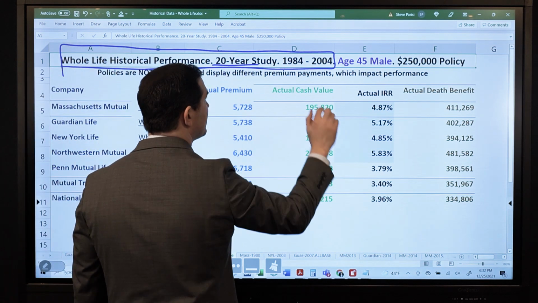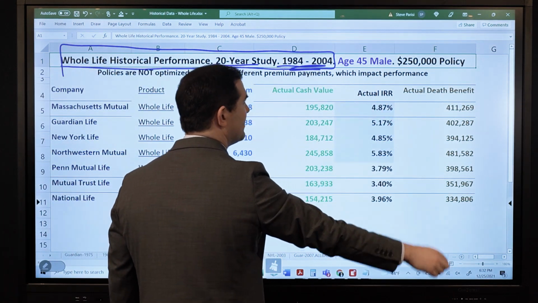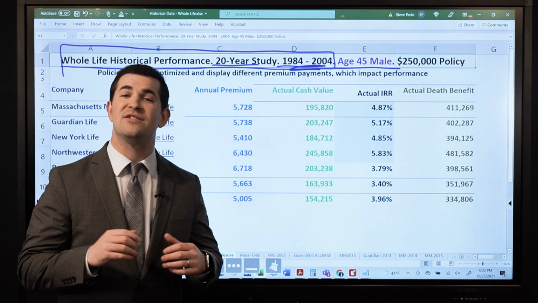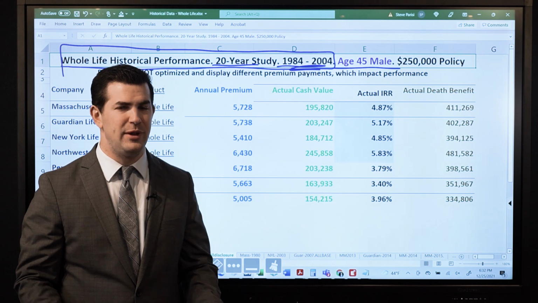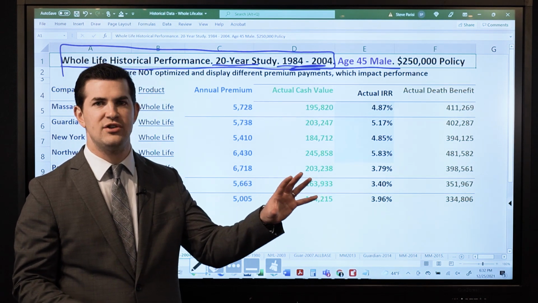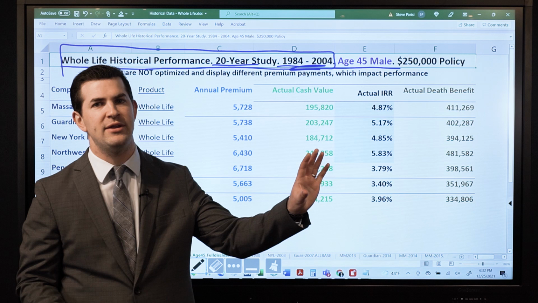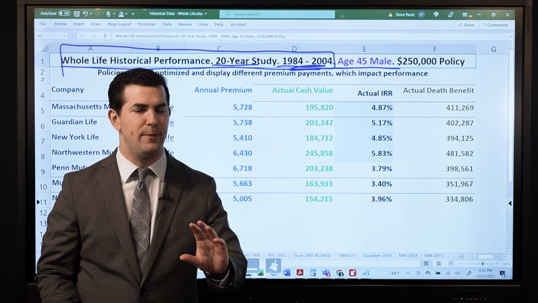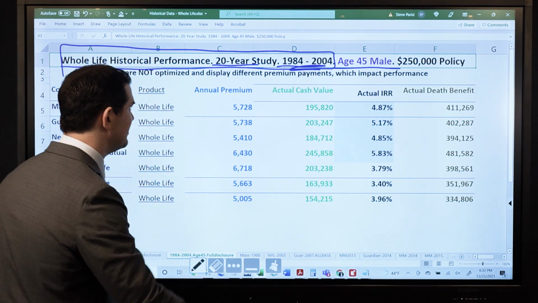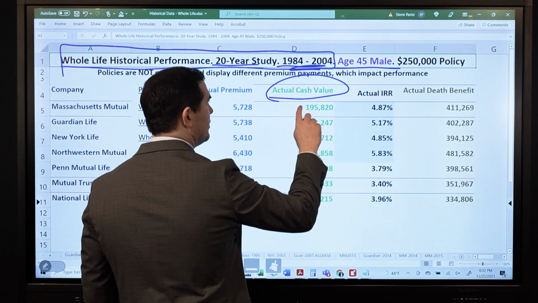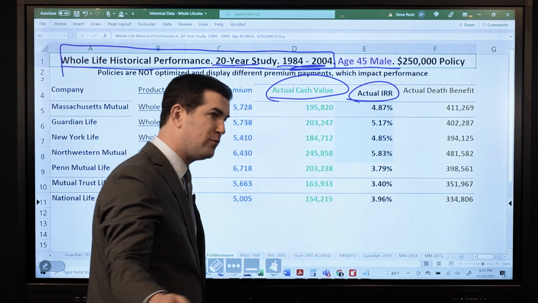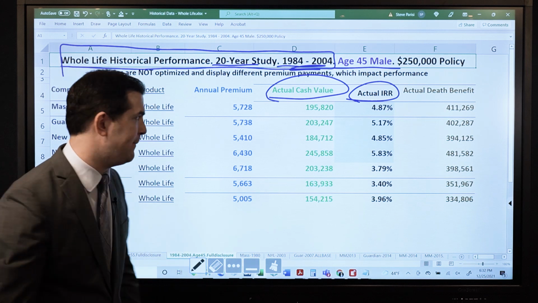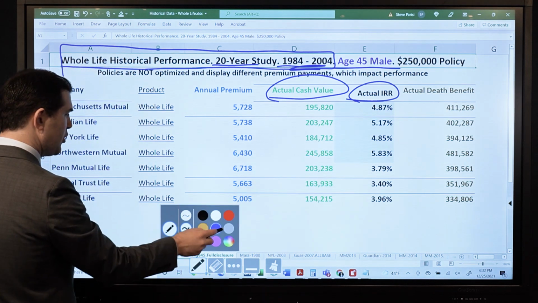So we have a 20-year study here. It's a little dated. We've got some more, but this is based on a 45-year-old male, $250,000 policy. It's not an apples-to-apples comparison, meaning this does not show policies where the individual paid the same dollar amount in with the products designed in the exact same way, which would be an apples-to-apples comparison. But what it does show is the actual cash value, the actual IRR. The full Blease report actually shows what was illustrated, then compared to what actually happened. But here we go. What do you notice?